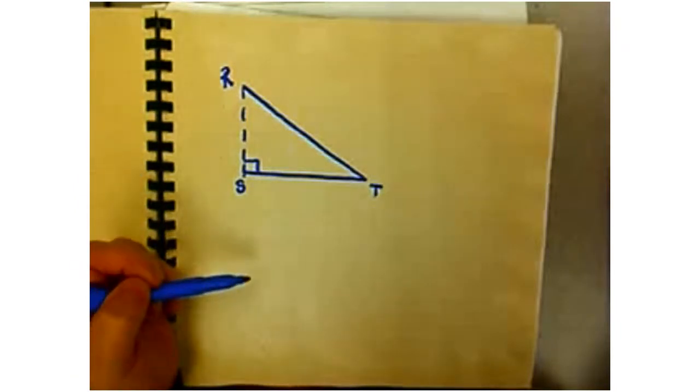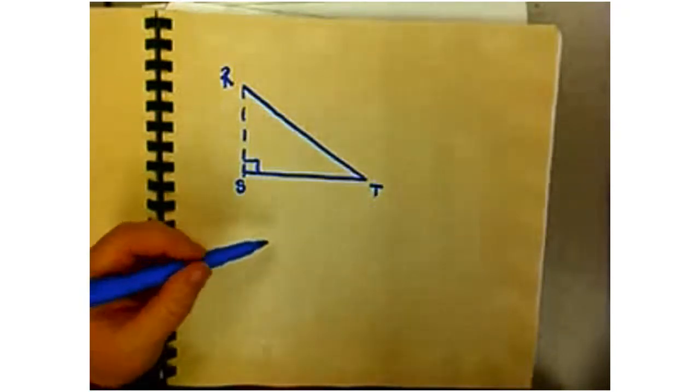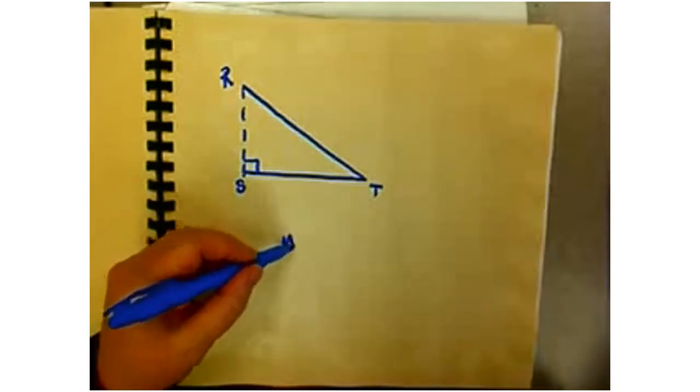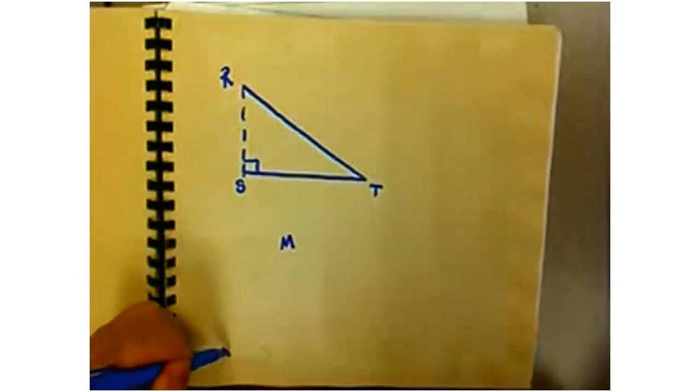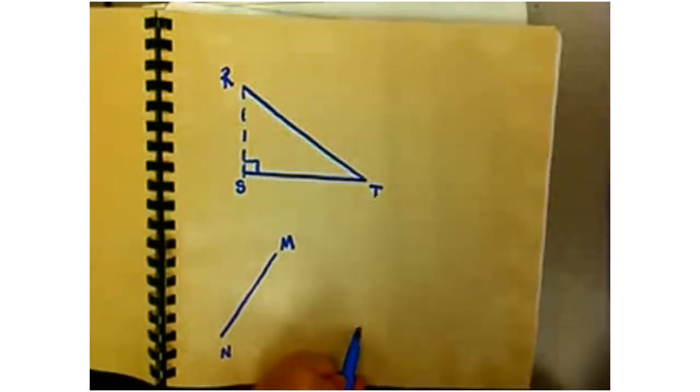The next triangle down in Braille on 236E, and then triangle to the right on the bottom of page 236, it has a top vertex of M, a bottom left vertex of N, and a bottom right vertex of P.